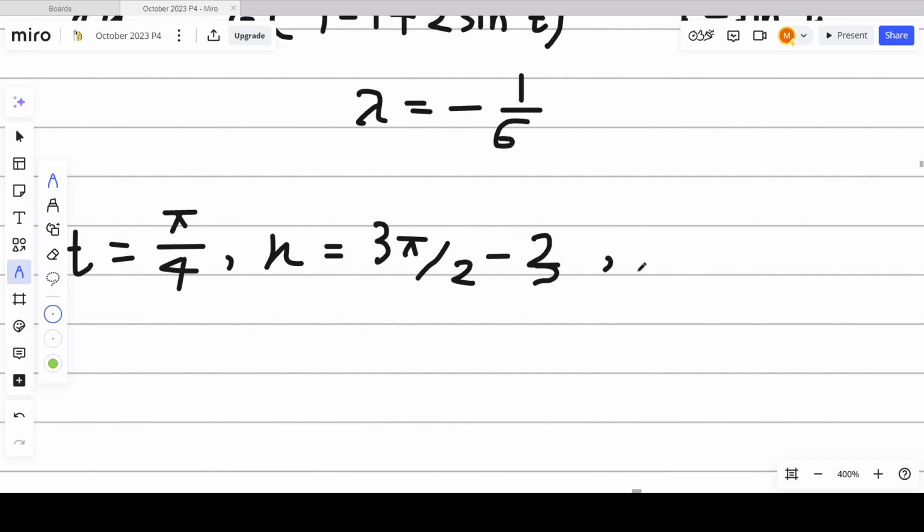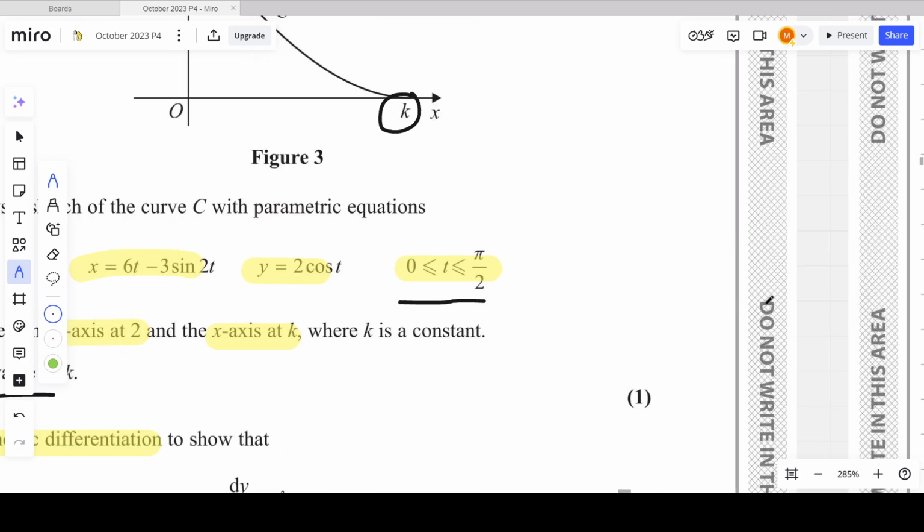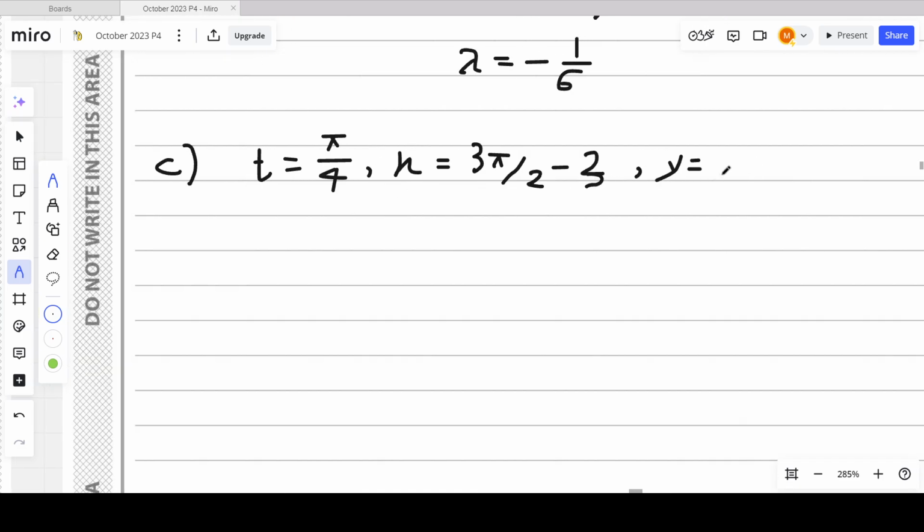And now let's find the y coordinate. y would be 2 cos t, that is root 2 over 2, right? Cos 45 degrees is square root of 2 over 2, so 2 times that is just square root of 2. So we got the coordinates of point P, that is 3 pi over 2 minus 3 and square root of 2. Fine, we got the coordinates of point P.